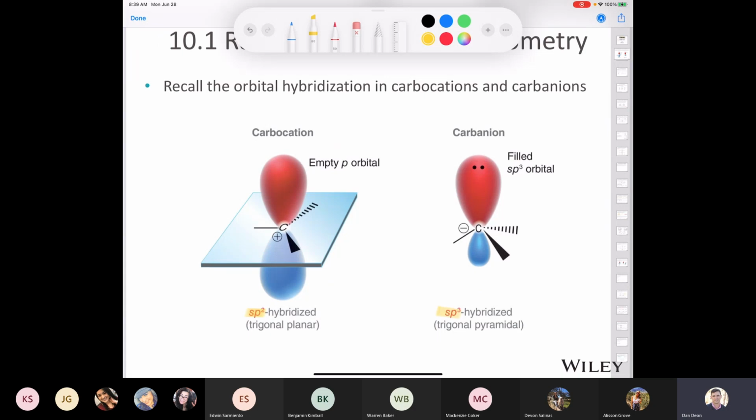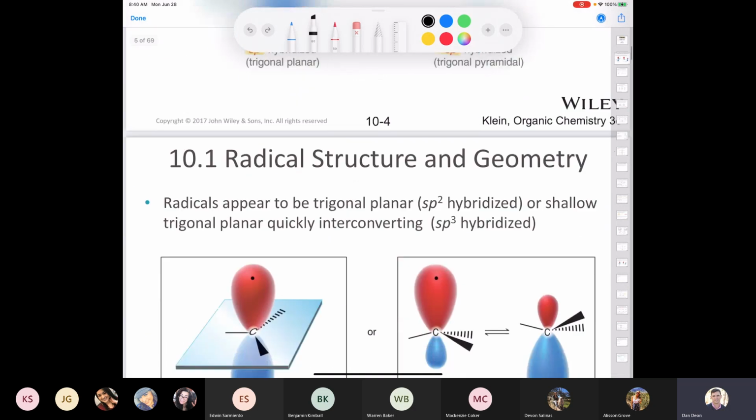Whereas carbanions are trigonal pyramidal with respect to their molecular geometry. Why? Because they have the lone pair, which takes up an sp3 orbital, and that pushes these bonds down like this, so we end up with a trigonal pyramidal molecular geometry. So you might think, if I have a radical, it's kind of in between a carbocation and a carbanion. It doesn't have 2 electrons in an sp3 orbital. It's only got 1. So what's that going to look like? Well, let's take a look.